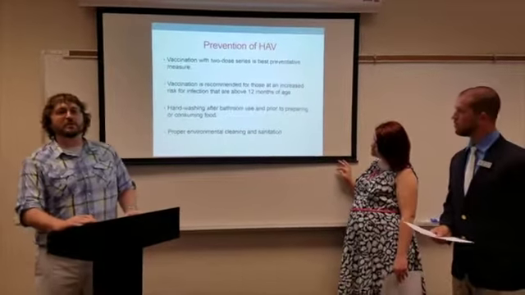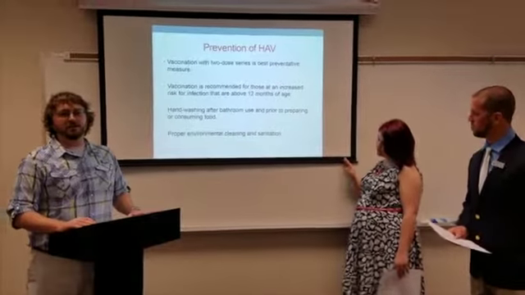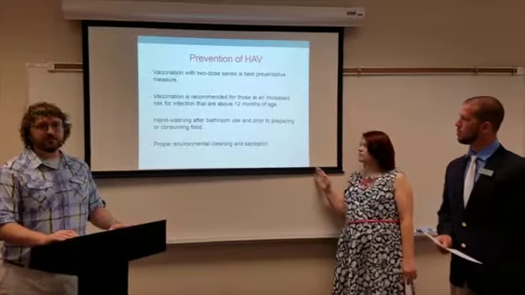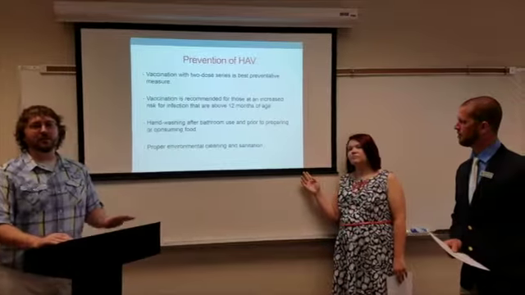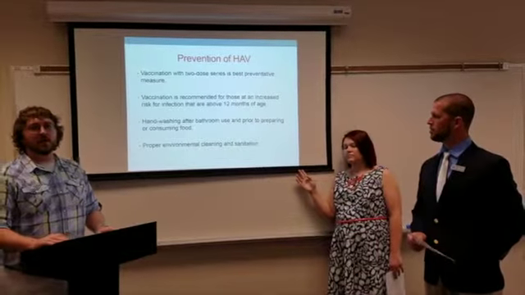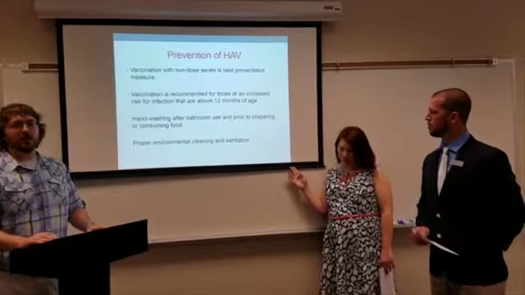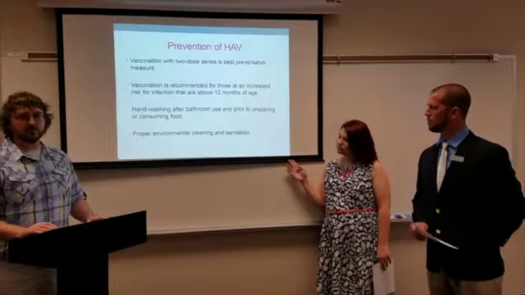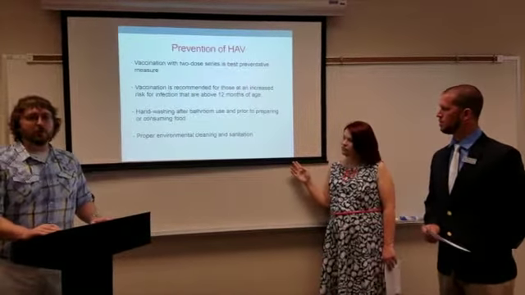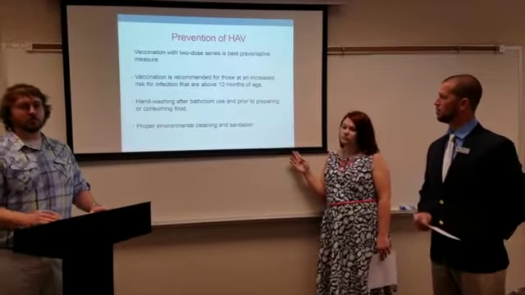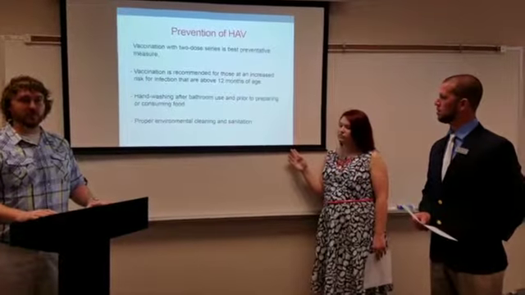Part of the prevention of hepatitis A virus is the vaccination with a 2-dose series. It has often been found as the best preventative measure. Vaccination is recommended for those at an increased risk for infection that are above 12 months of age. Hand washing after bathroom use and prior to preparing or consuming food is another way to prevent hepatitis A virus. Finally, proper environmental cleaning and sanitation can also help prevent transmission or infection with hepatitis A virus.